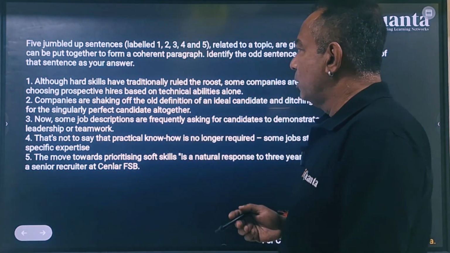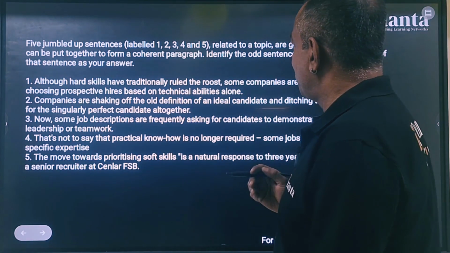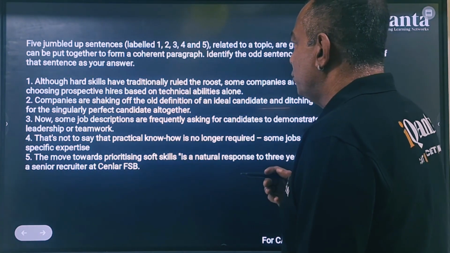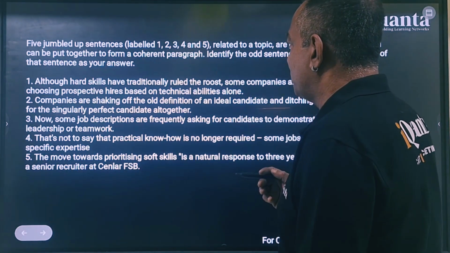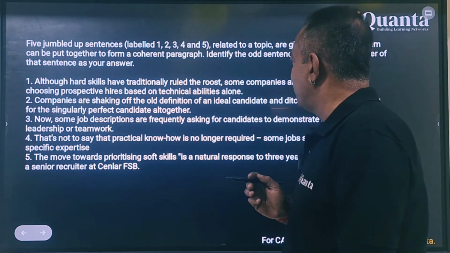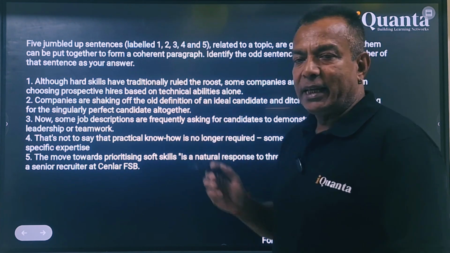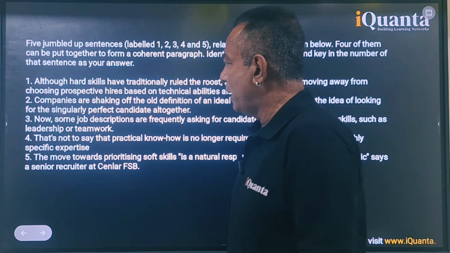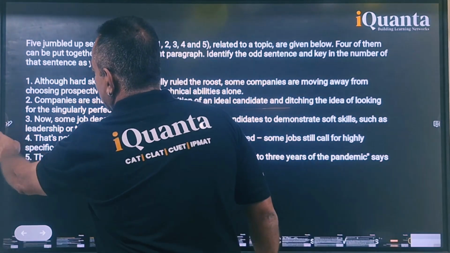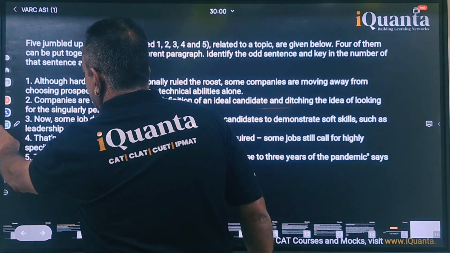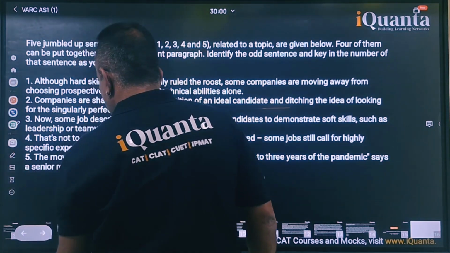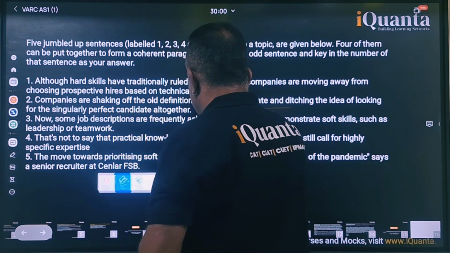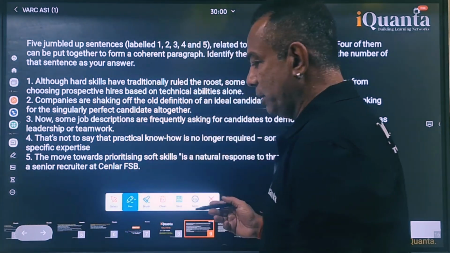Now, number 1. Although hard skills have traditionally ruled the roost, some companies are moving away from choosing prospective hires based on technical abilities alone. So what it's saying is that earlier, hard skills. What are hard skills? Now, let me say, we'll take this one and we'll drag it here so that I can mark certain things.